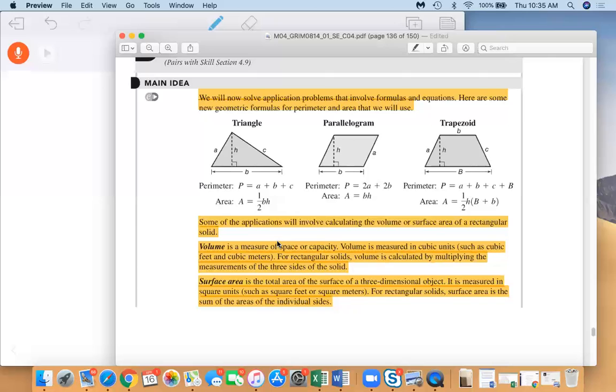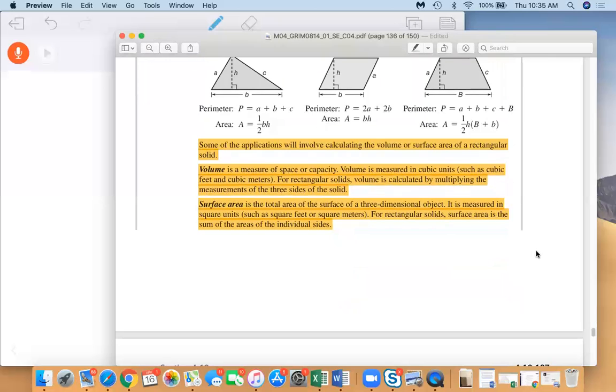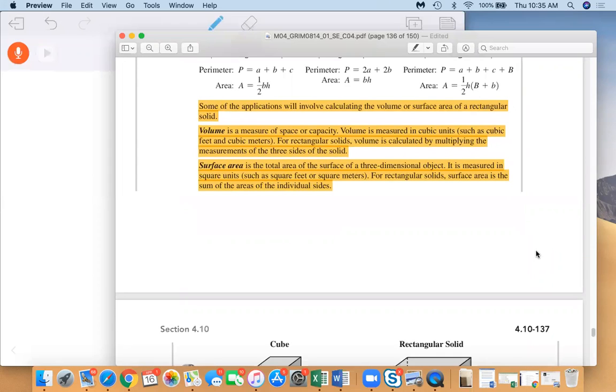All right. Some of the applications will involve calculating the volume or surface area of a rectangular solid. When they say rectangular solid, think like shoebox. It's basically like a cube or rectangular solid box. Volume is a measure of space or capacity. Volume is measured in cubic units, such as cubic feet and cubic meters. For rectangular solids, volume is calculated by multiplying the measurements of the 3 sides of the solid. Surface area is the total area of the surface of the 3-dimensional object. It is measured in square units, such as square feet or square meters. For rectangular solids, surface area is the sum of the areas of the individual sides.